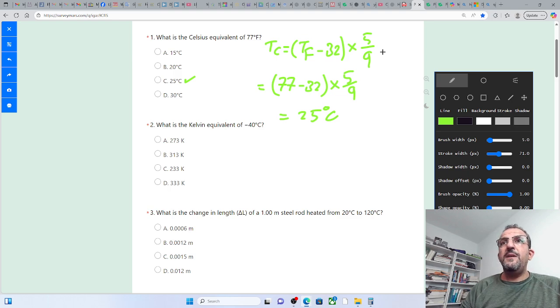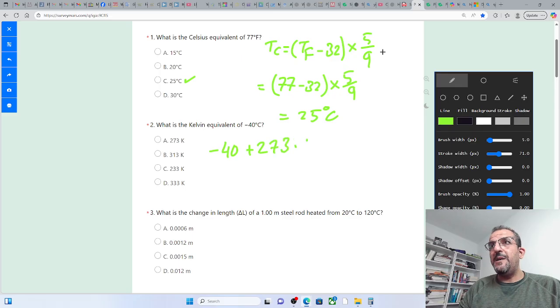And what is the Kelvin equivalent for minus 40? So when we do conversion from Celsius to Kelvin, we add 273.15 to Celsius. That means we have minus 40 plus 273.15, and you will see that's equal to 233.15 Kelvin. So this is how we can convert from Celsius to Kelvin.